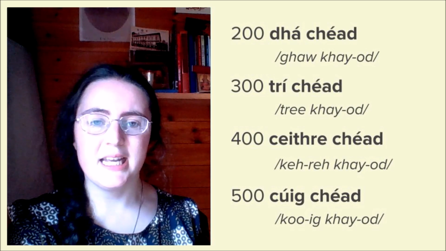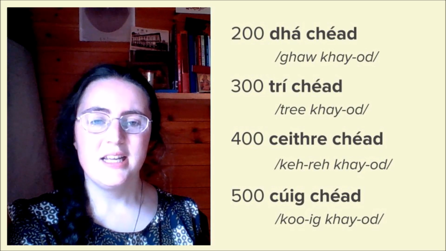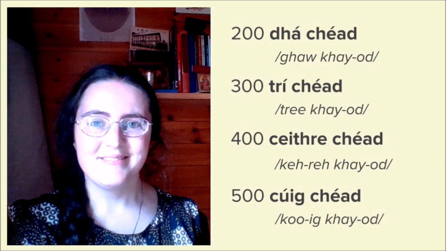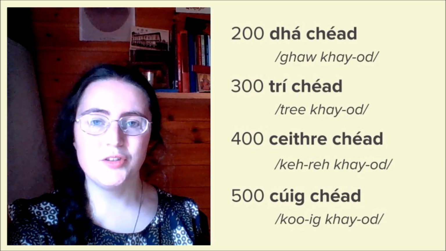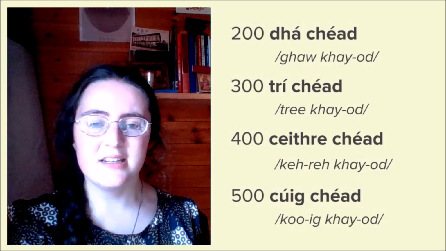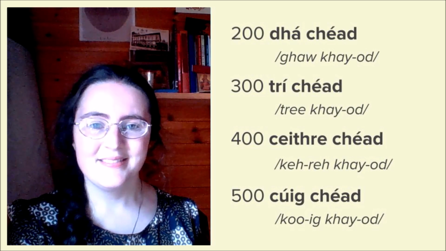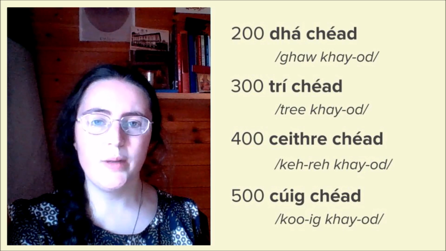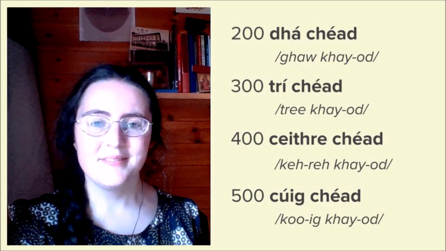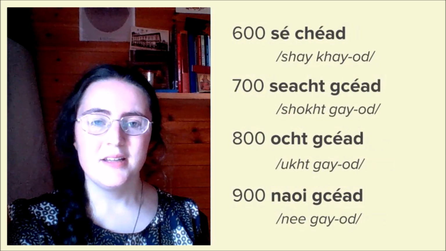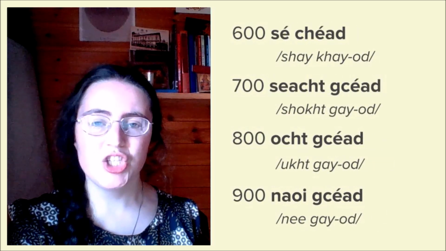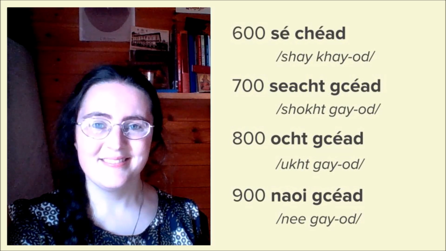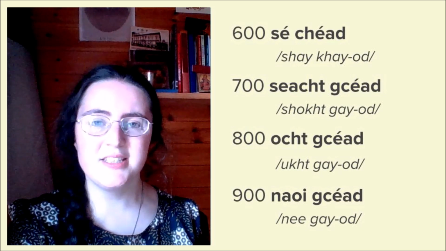300 is trí chéad. 400 is keh-reh chéad. 500, cúig chéad. 600, shay chéad. 700, seacht gcéad.